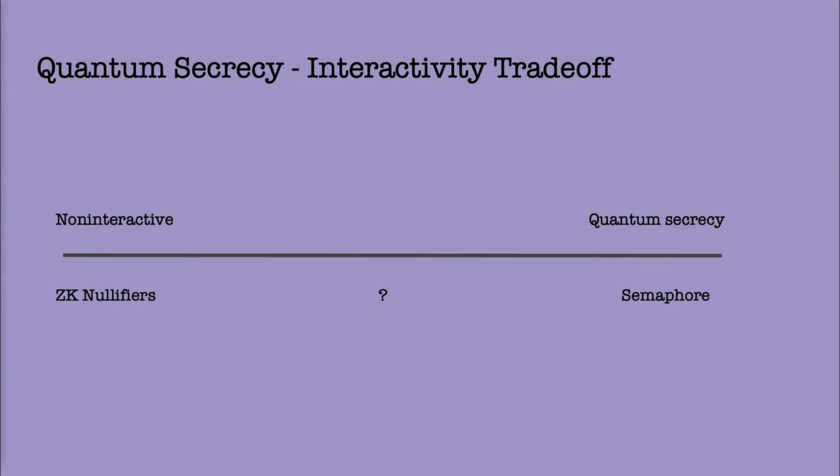And this is interesting, and I've coined this the quantum secrecy interactivity trade-off, because what we've done is we've removed the interactivity of a scheme like Semaphore or Tornado Cash, and we've replaced it with our scheme to avoid this interactivity.